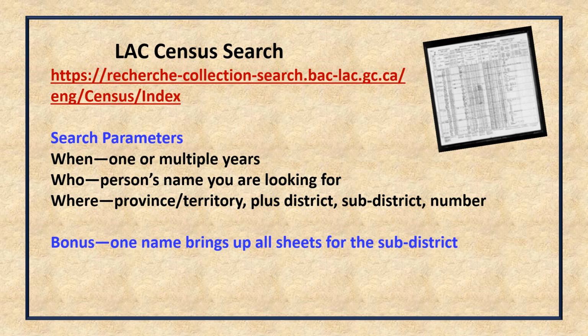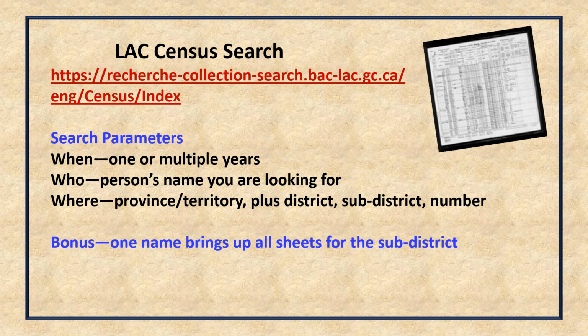A real bonus is that when a sheet comes up for a name you have input, all the other sheets for that subdistrict will be lined up with it at the bottom of the screen in the order in which the enumerator compiled the names. So, if a name you're looking for doesn't come up in the search, but you think the person might have lived in a particular sub-district, you can leave out the name in your search, but put in the sub-district, and all the sheets will come up.